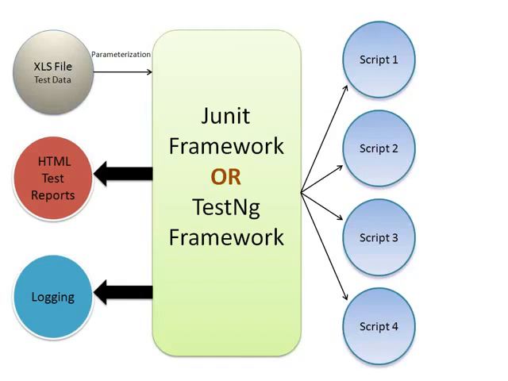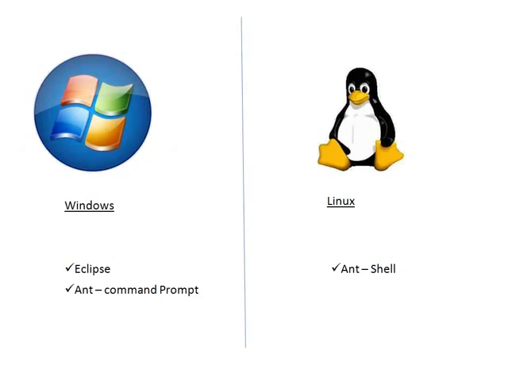Now once this is over, you need to run your scripts. You can run your scripts on Windows as well as Linux. The whole framework has to be executed. When you execute your framework on Windows, you use Eclipse. Or if you want to execute your scripts on Windows through the command prompt, then we use something known as the Apache Ant tool. Ant is a build and compile tool by Apache. It can help you run your programs from the command prompt. Similarly, when you are using Linux and you want to run your script on a Linux-based server, you use Ant.